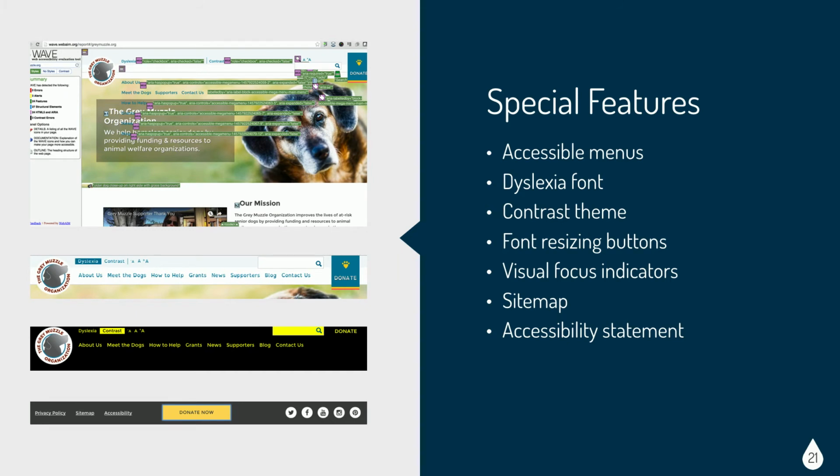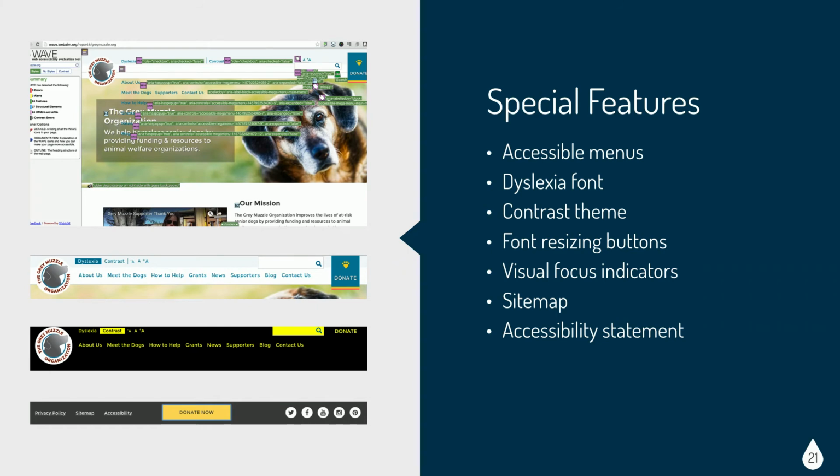So here, we're going to touch on some of the special features that we did for the Gray Muzzle site. Unfortunately, Drupal doesn't have the best accessible menu options out there as modules. So we took one and modified it a bit. ARIA labels, and we added some different things there.